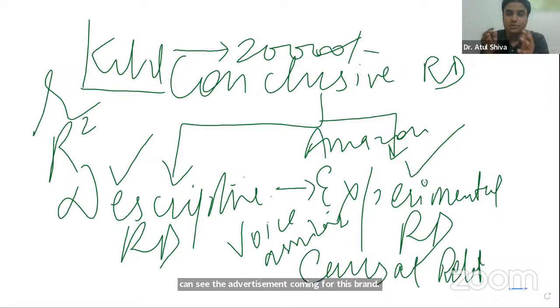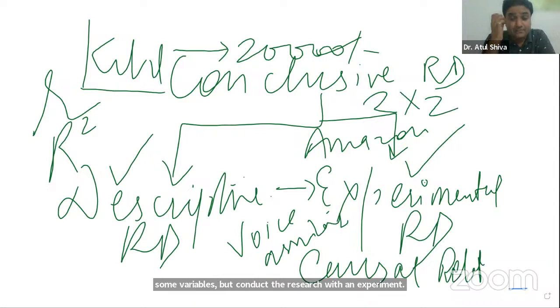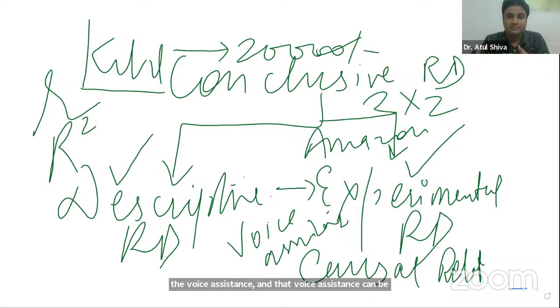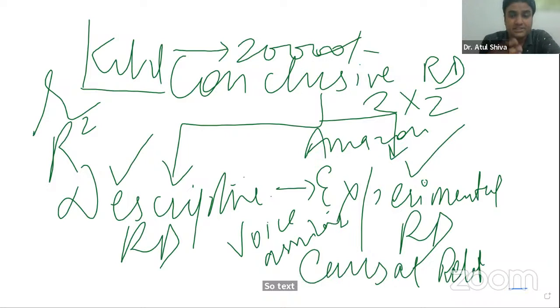So how somebody is going to buy a particular fan which is enabled with voice assistants, you can think of conducting an experimental research on the respondents. You can investigate what is the cause and what is the effect on buying behavior through experimental research designs. You already have theory, you already have some variables, but you conduct the research with an experiment. The experiment can be a 2 by 2 experiment. Somebody can think of how gender is interacting with the voice assistants, and that voice assistants can be text-enabled or speech-related.